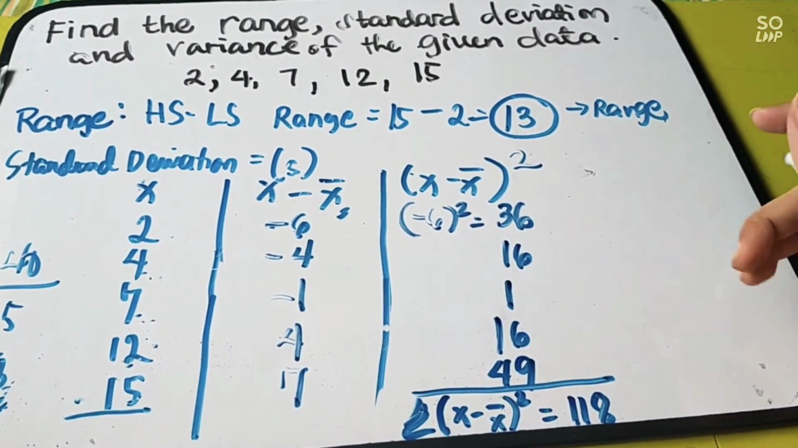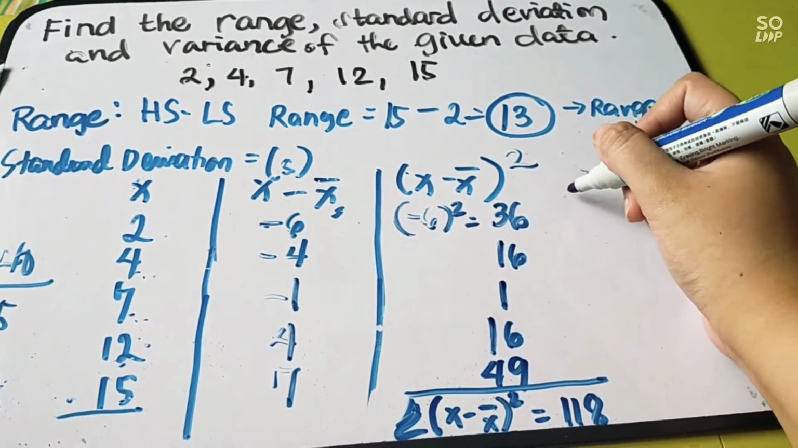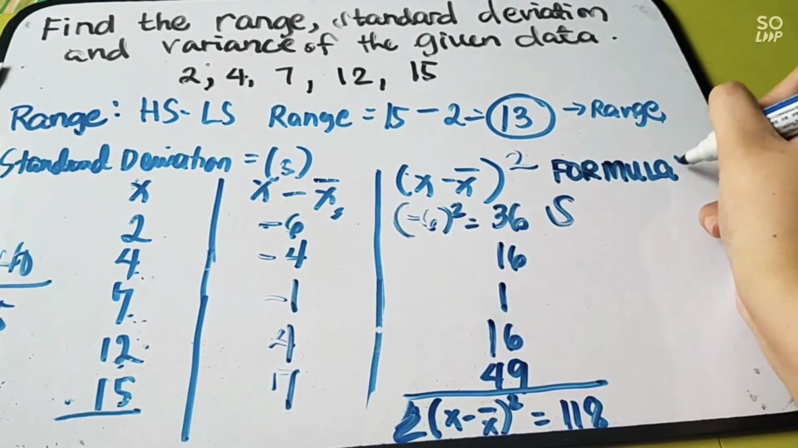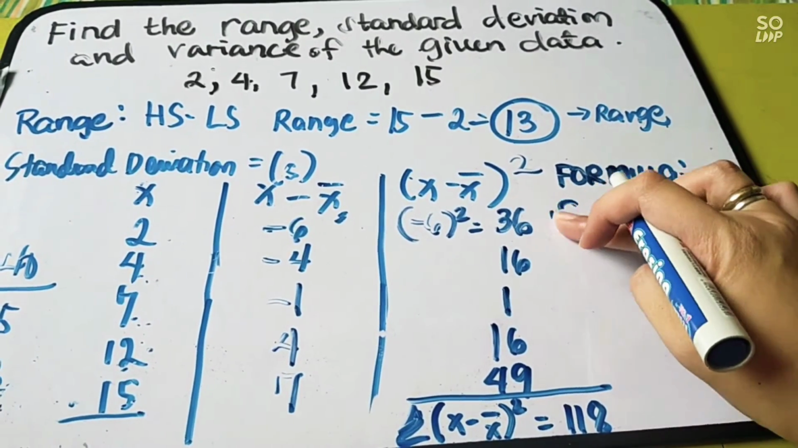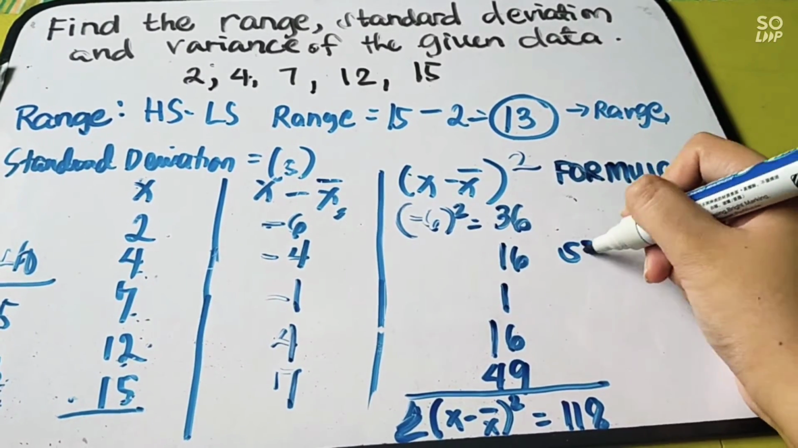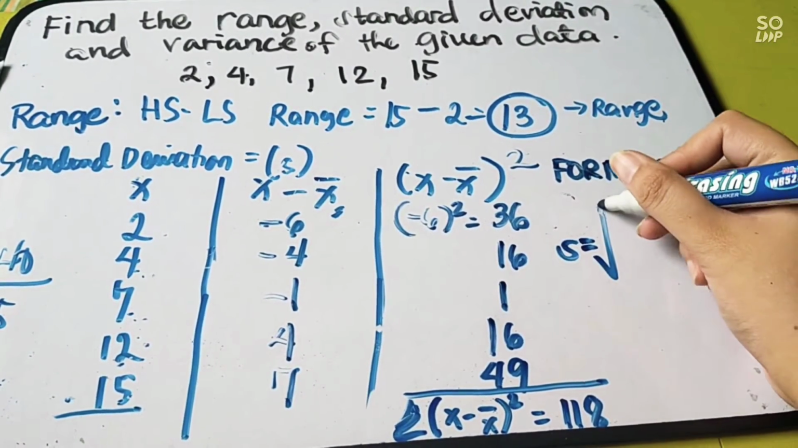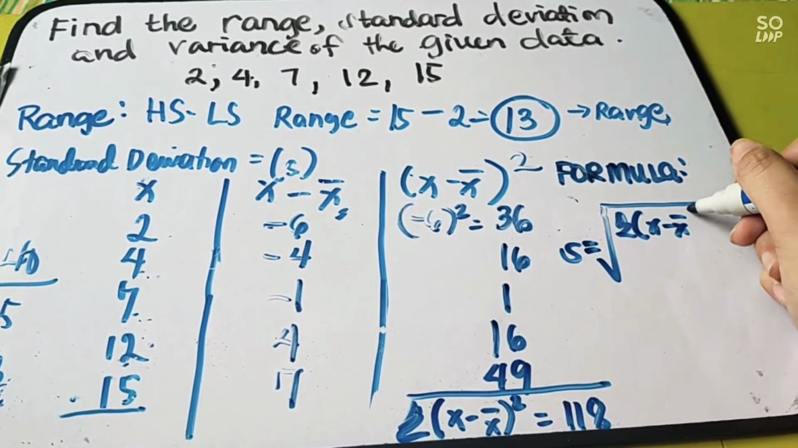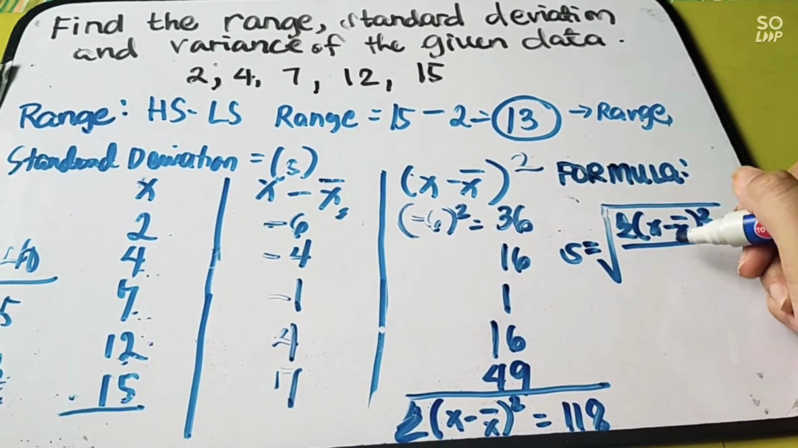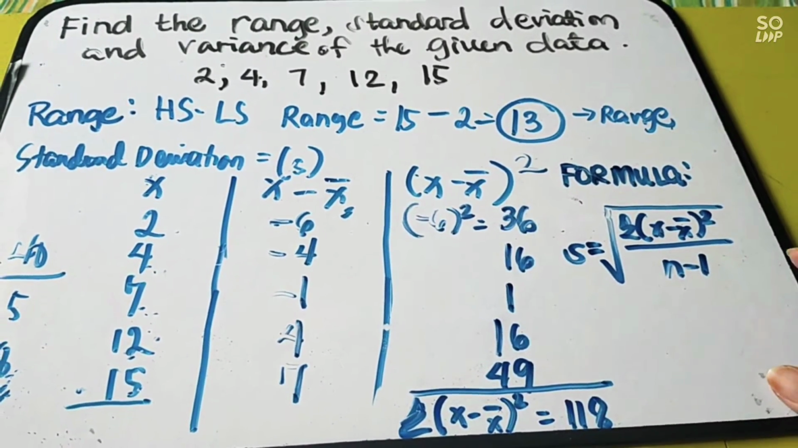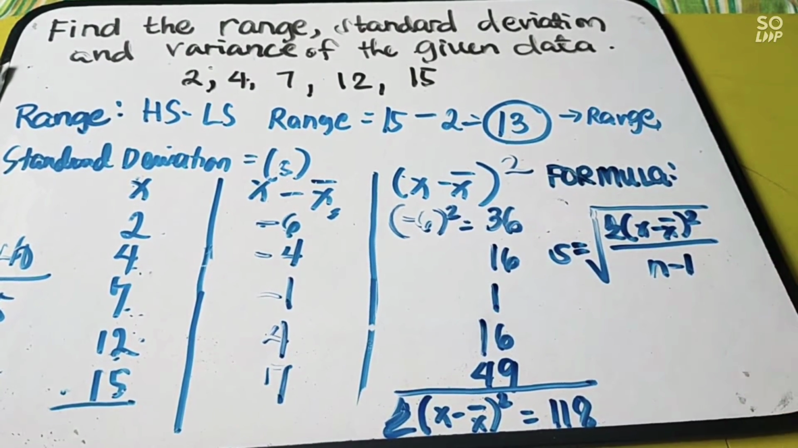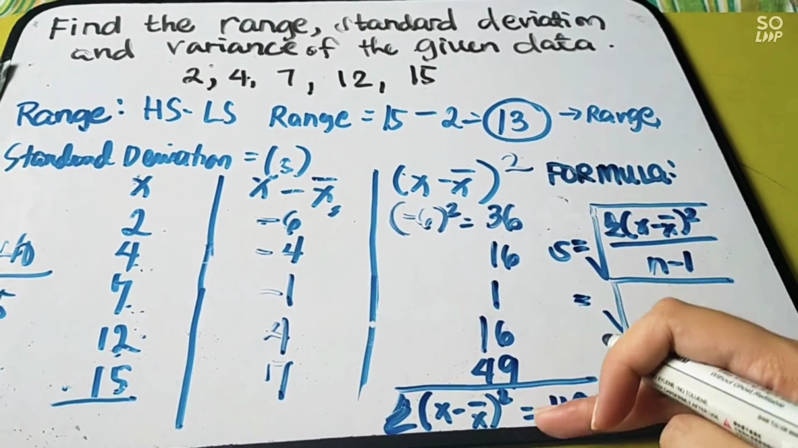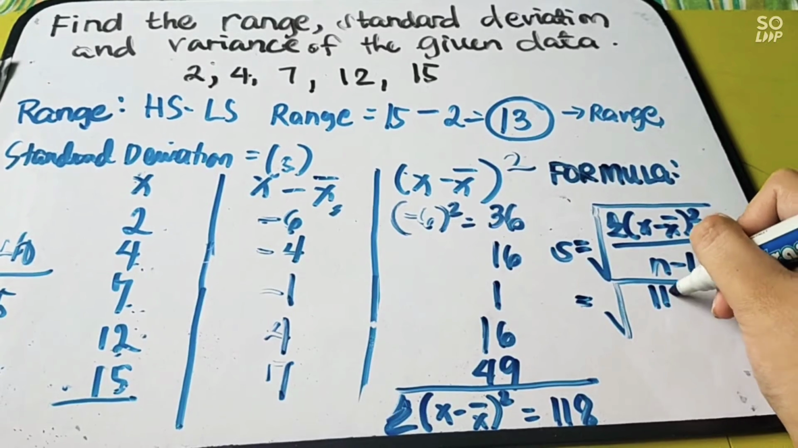Now, let us have the formula for the standard deviation. Tandaan ang formula. This is the formula for the standard deviation. Formula mo, we have here is small letter S is equal to the square root of the summation of x minus the mean squared over n minus 1. So, that is your formula for the standard deviation. So, it is equal to the square root. Diba meron na tayo nito? Ito yon. That is 118.